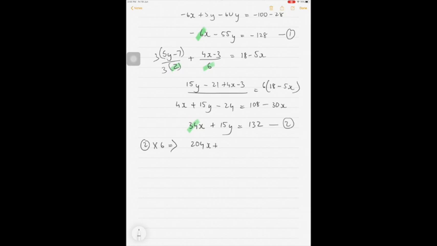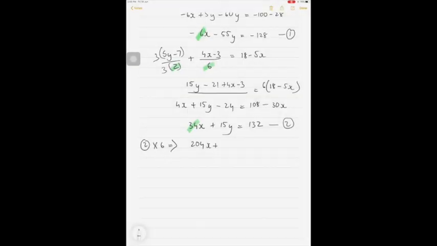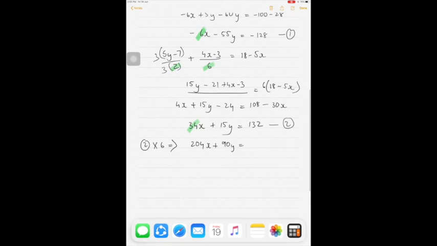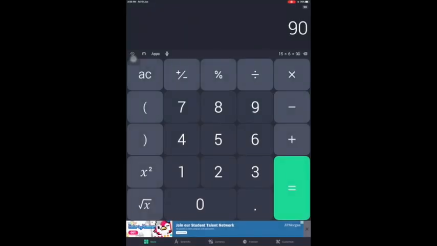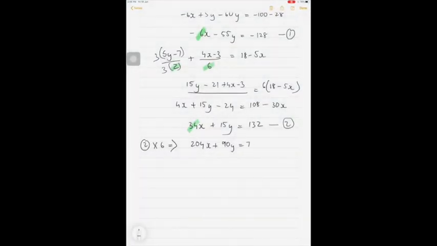So 204x plus 15 into 6. 15 into 6 is equal to 90. So 90y is equal to 132 into 6, which is 792.